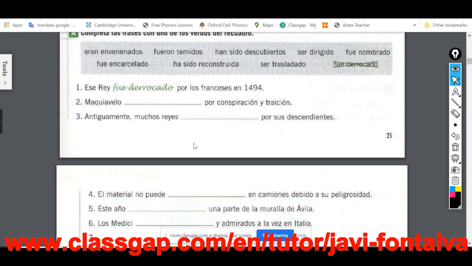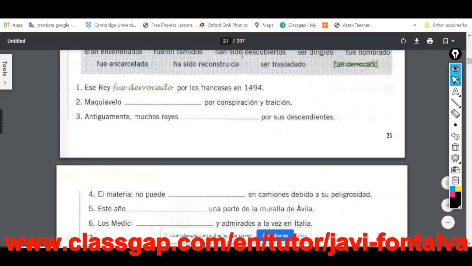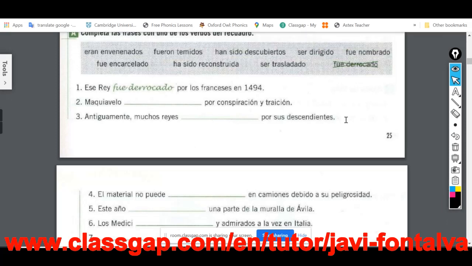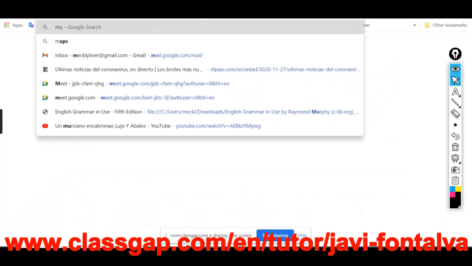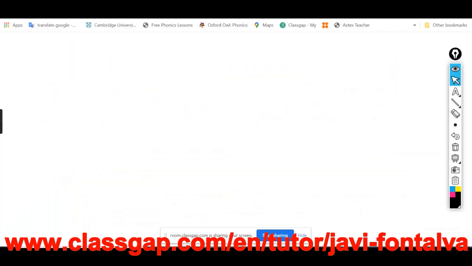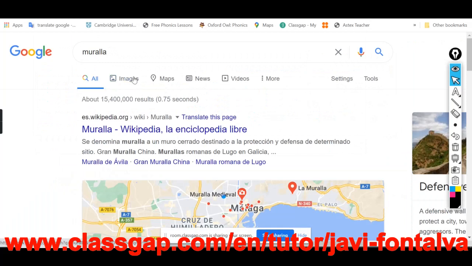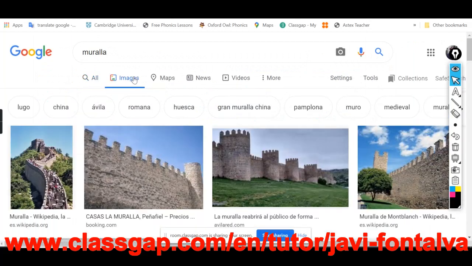So we have two expressions with the perfect: han sido recubierto, han sido reconstruida. So, este año una parte de la muralla de Ávila. Okay, what is muralla? Any idea? Let's take a look. When you have a question, something you could do is go to Google Images, so look at what you have.